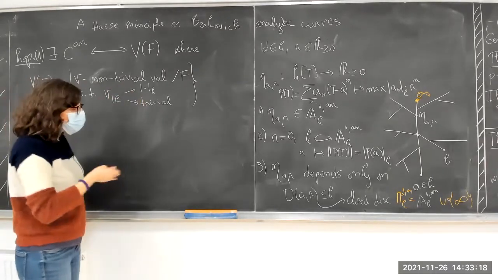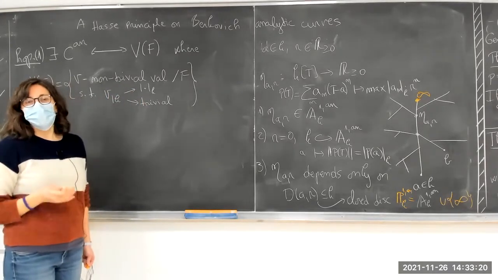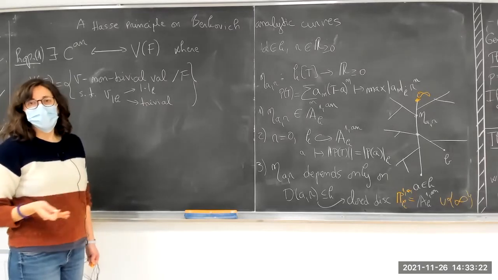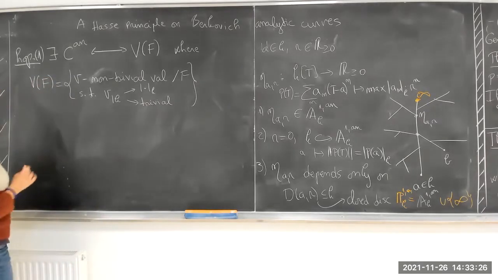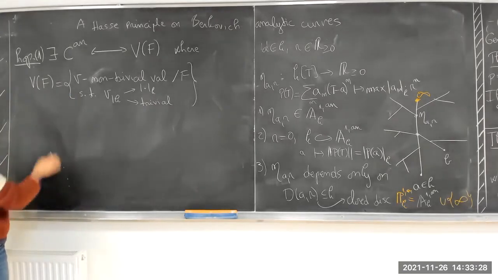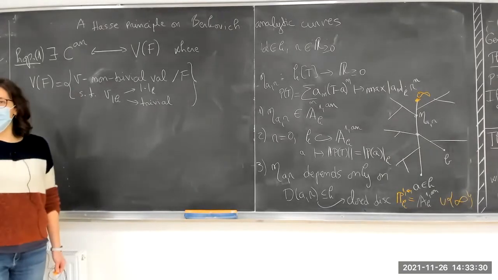already when we define the analytic affine line like I just did. So like a set of multiplicative semi-norms. I believe that to be a very strong indication of this. So now we have this bijection, but this is not all.